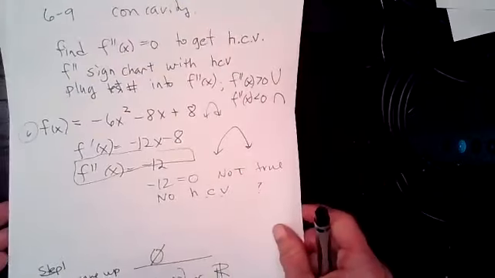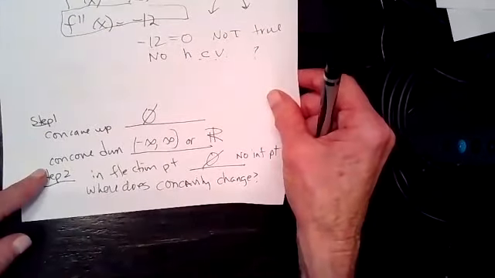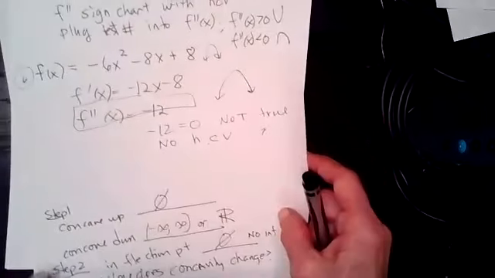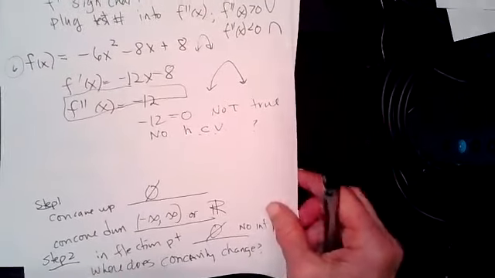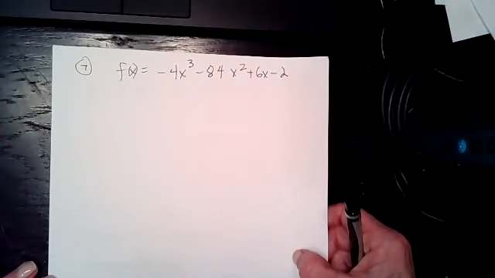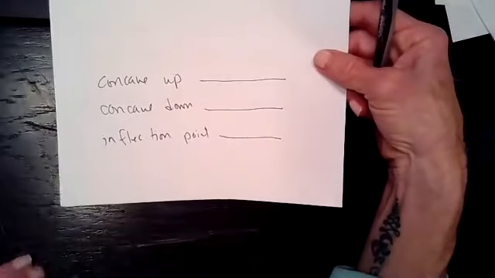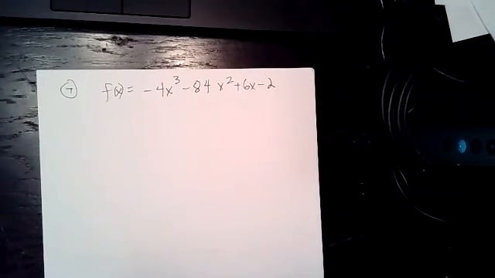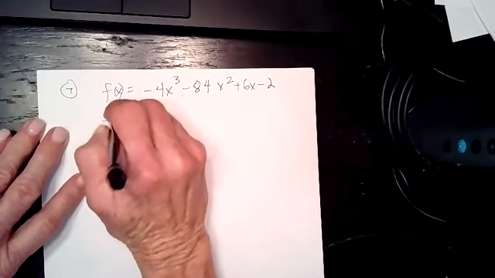So when they talk about concavity and inflection points, whatever function they give us, we go right to the second derivative. They give us a function and ask for concave up, concave down, and inflection point. So there's my function. What do you think that means we're going to do? Right, go right to the second derivative.